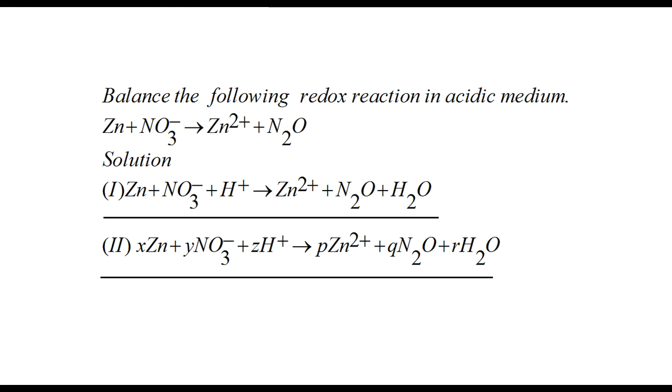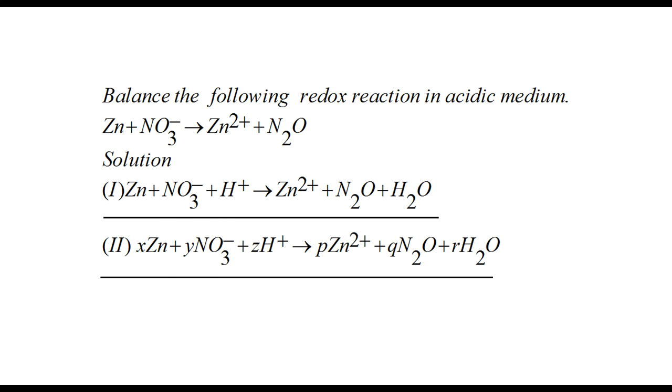So you can see the first step, that we have added H plus ion over the left and H2O molecule over the right. Now the next step is to apply coefficients to all of the constituents involved. So in the second step you can see that X is the coefficient of Zn. Like this: X Zn plus Y NO3 minus plus Z H plus gives P Zn2 plus Q N2O plus R H2O. Now you have to balance the constituents in the reaction.